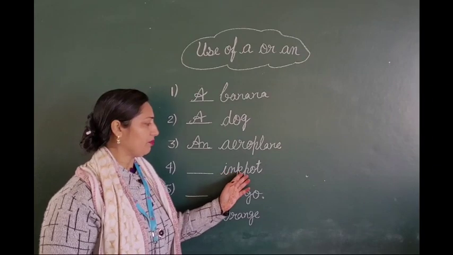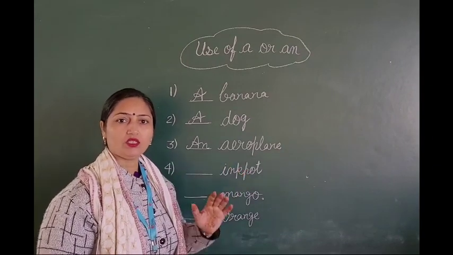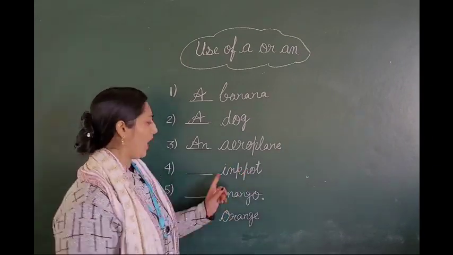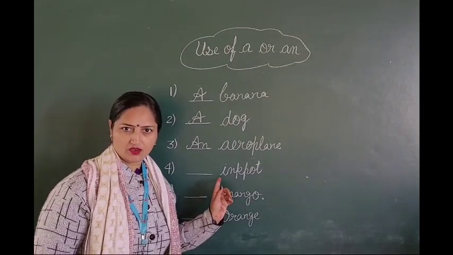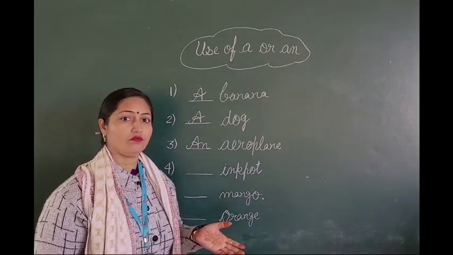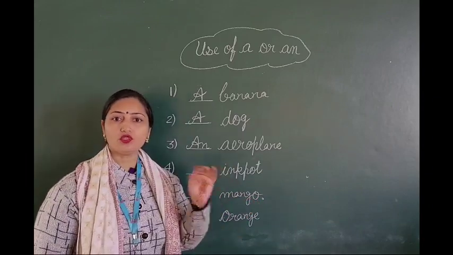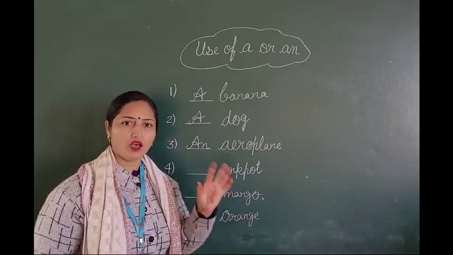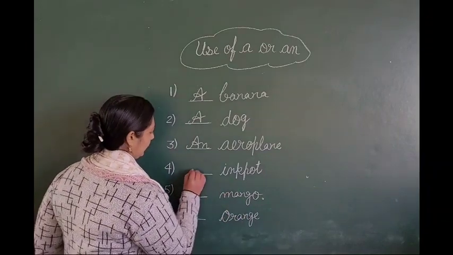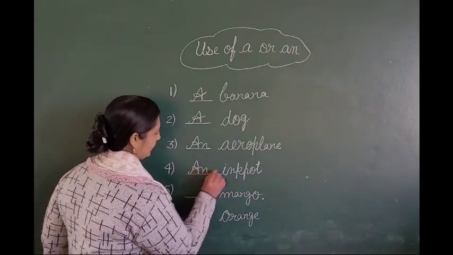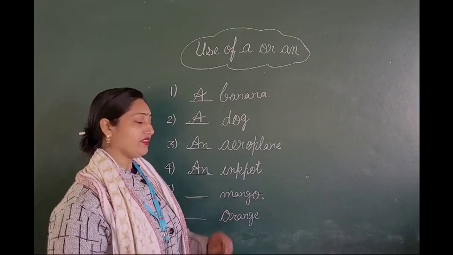And next one is I-N-K-B-O-T, inkpot. So I is a vowel. Yes? No? Yes, it's a vowel. So we use AN before I. An inkpot.